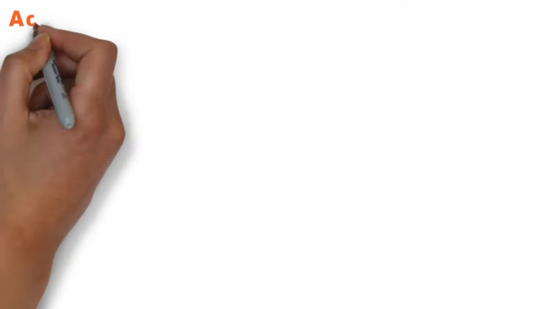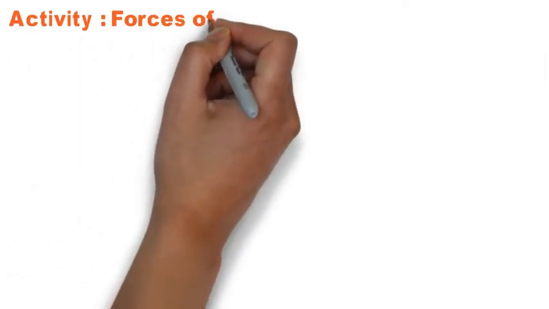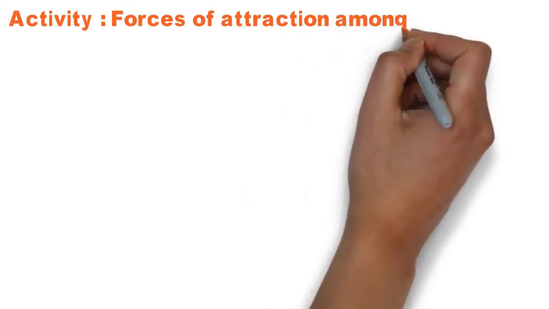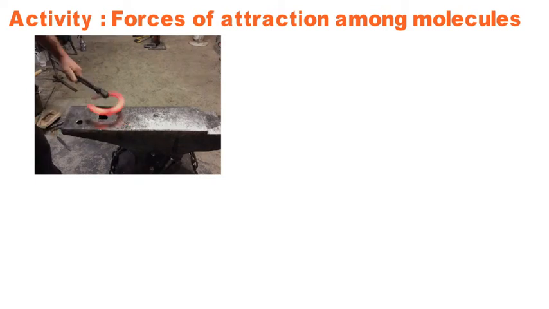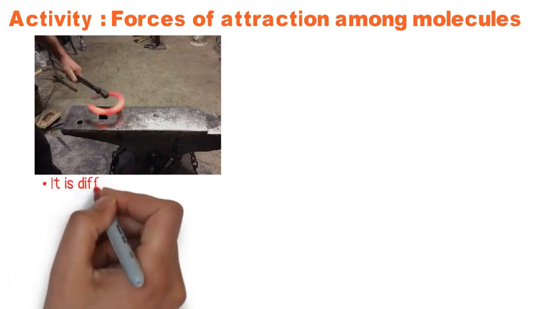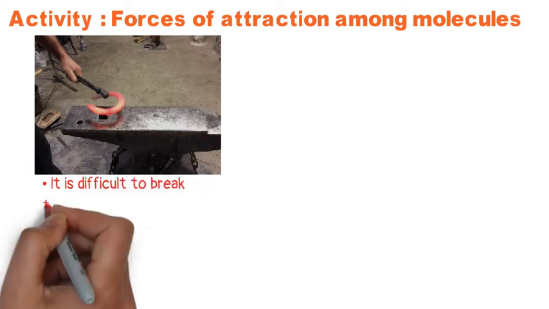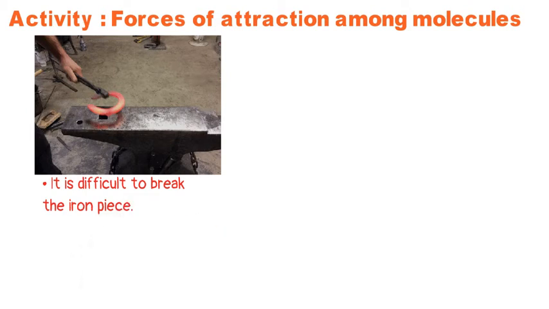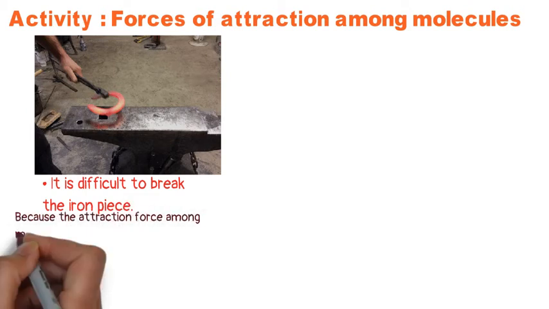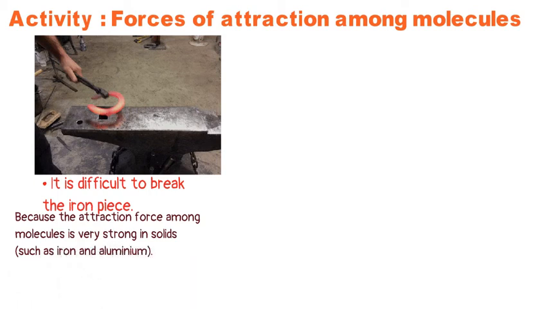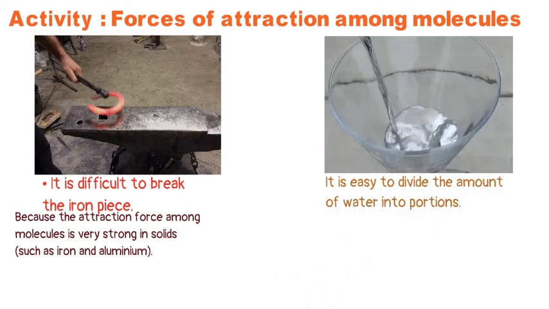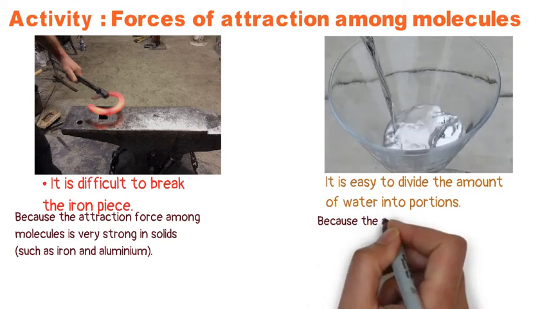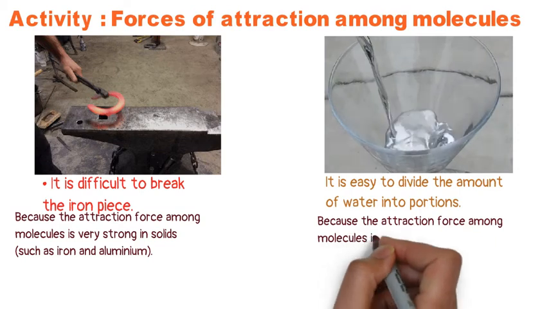The third property, that there are intermolecular forces between the molecules of the matter. Try to break a piece of iron and try to divide an amount of water. As we see here, it's difficult to break the piece of iron. Why? Because the force between the molecules of the piece of iron is very strong, so it's difficult to break it. While in water, the intermolecular force between its molecules is weak, so it's easy to divide the amount of water.